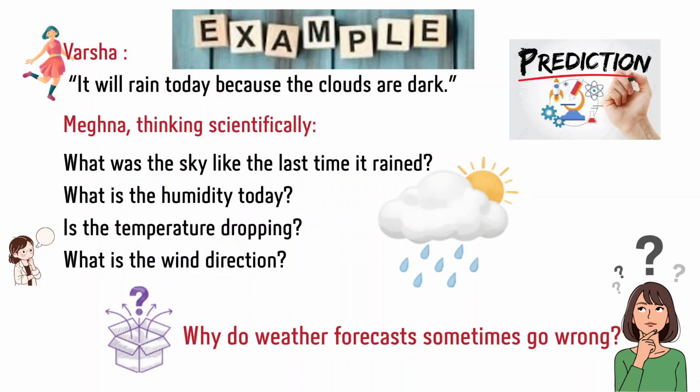That's why weather forecasts are usually quite reliable for a few hours or a few days, but become less certain further into the future. This doesn't mean science has failed. In fact, it shows how science works with evidence, constantly improving its models and predictions to better understand nature.